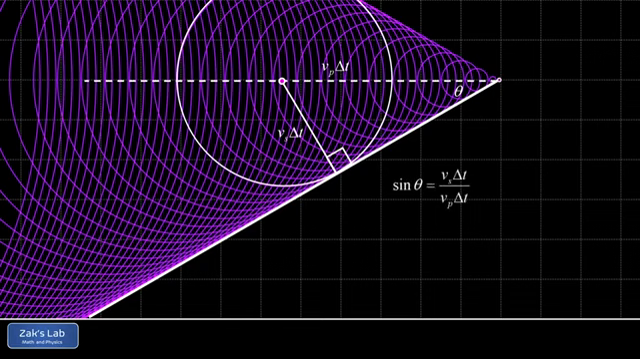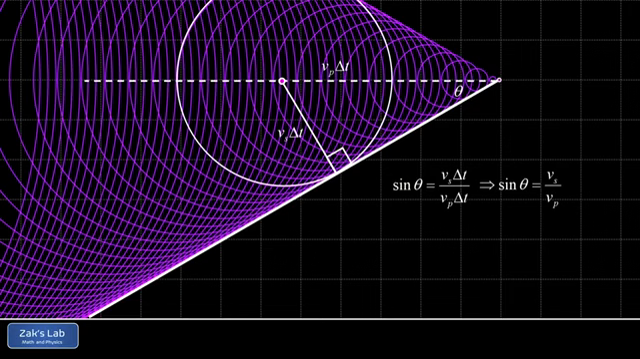So we use the sine function for this. The sine of theta is the opposite over the hypotenuse. So we have the speed of sound times delta t over the speed of the plane times delta t, and of course the delta t's are going to cancel out. And we arrive at the formula sine theta is Vs over Vp, where Vs is the speed of sound and Vp is the speed of the plane.